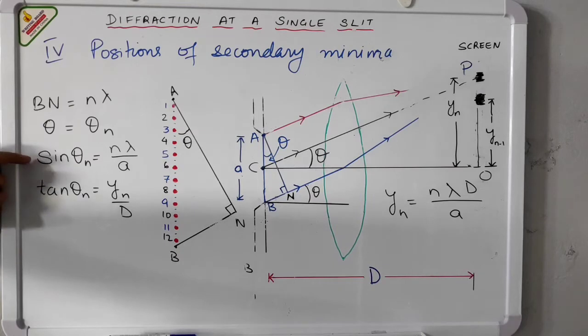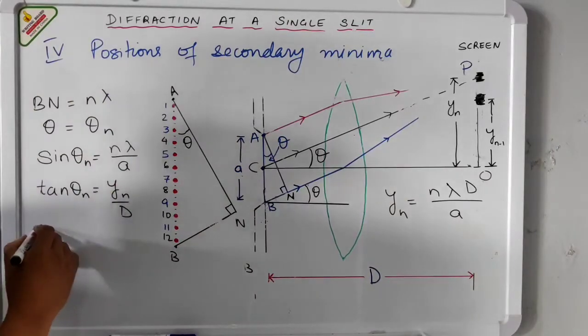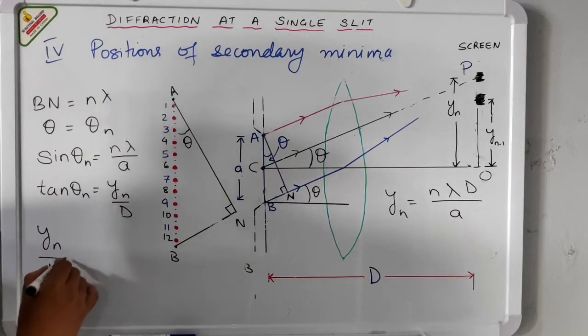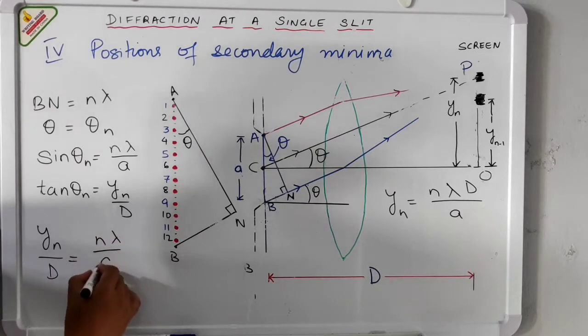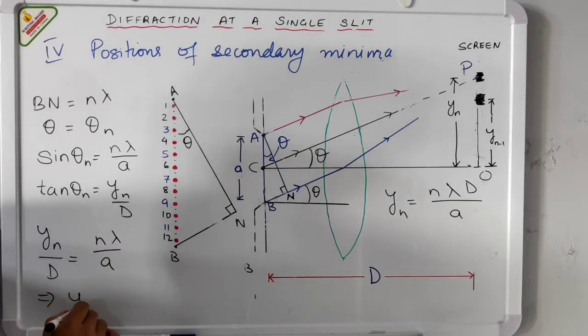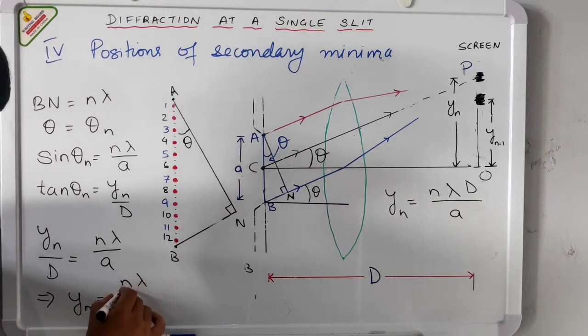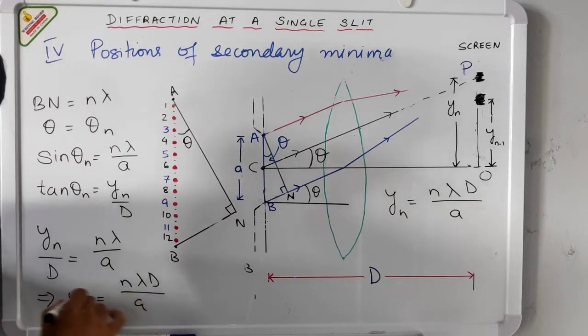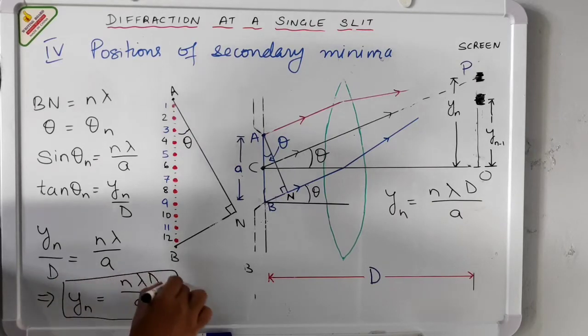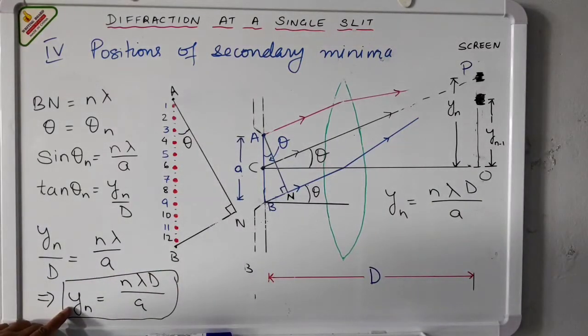We can replace sine theta n by theta n and tan theta n by theta n. So we can equate these two equations. So we can write Yn by d equals n lambda by A, or Yn is equal to n lambda d by A. This Yn gives the position of the nth secondary minima from the center of the screen.